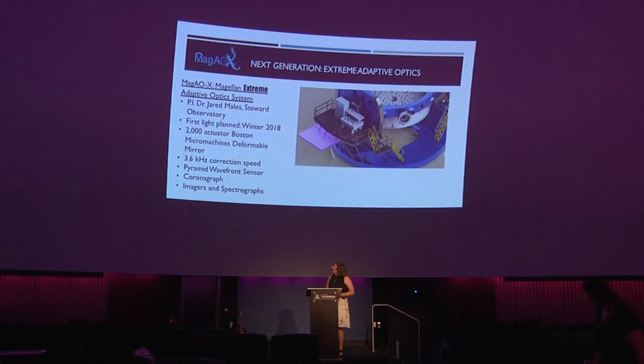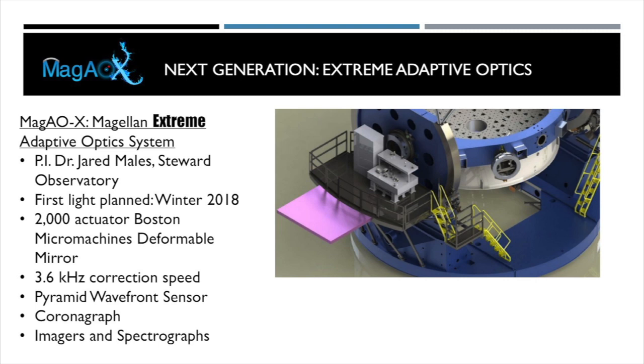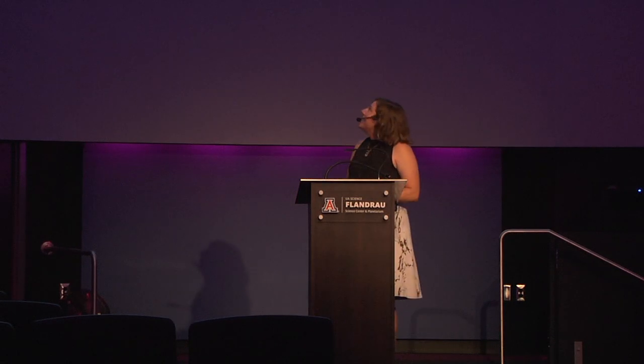The next step that we're developing is MagAO-X. MagAO-X is an extreme adaptive optics system for the Magellan telescope. Our goal with MagAO-X is that we're really trying to go after planets. This whole system has been optimized to try to image planets. The PI for this project, the principal investigator, is Dr. Jared Males, who's here today. So if you want to ask him questions, you can go attack him, I guess. And he is part of Steward Observatory.